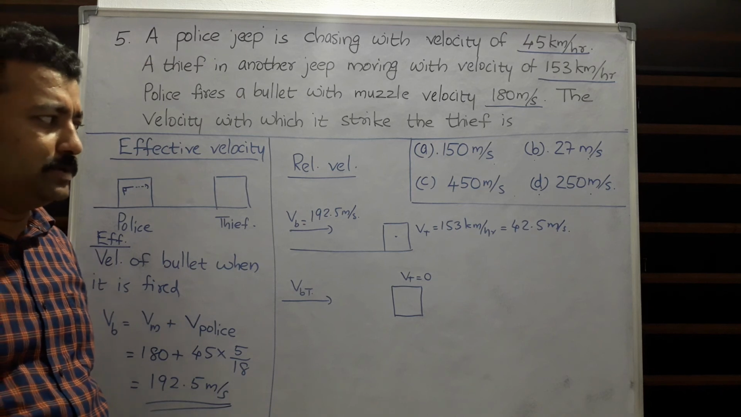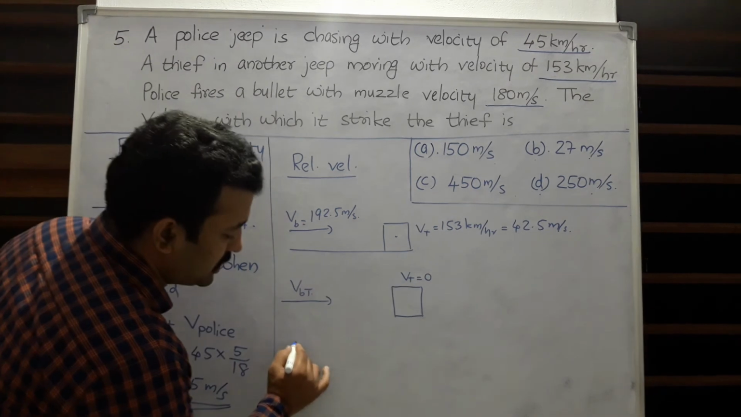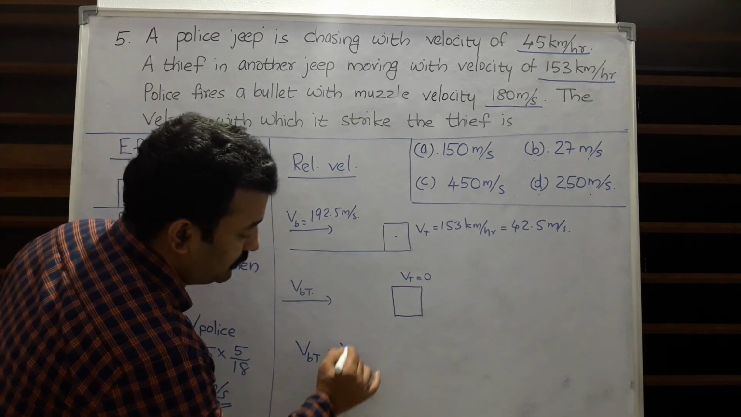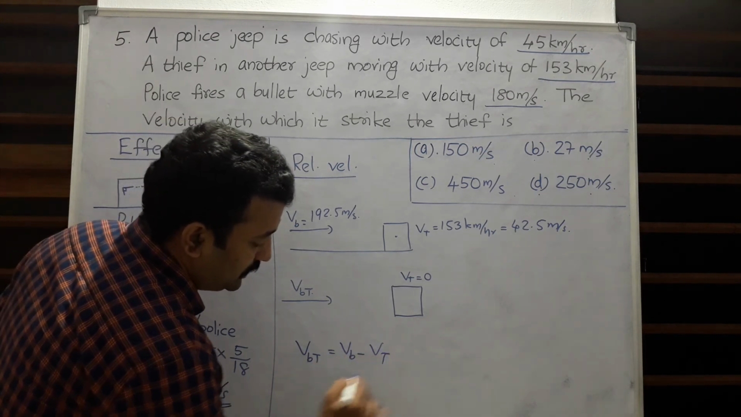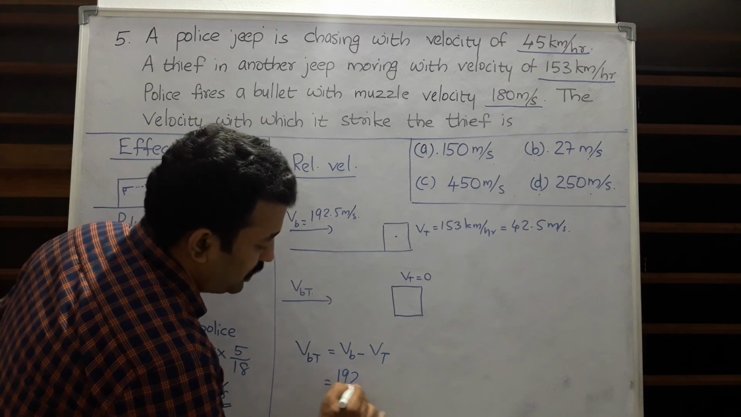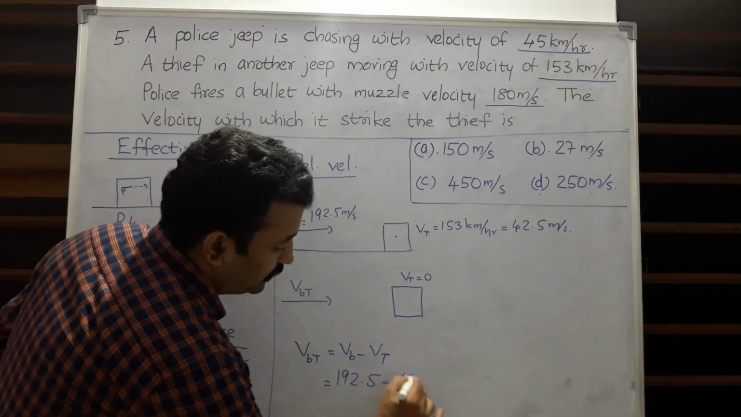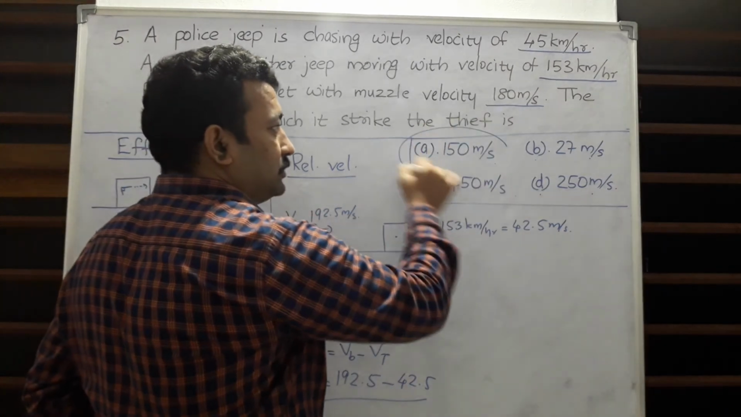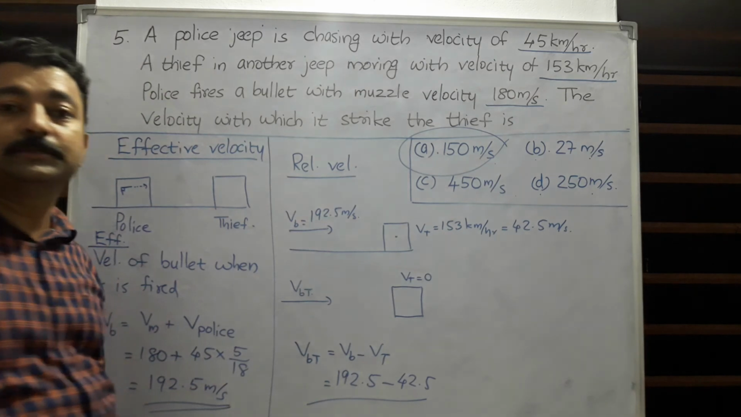The problem is simple, both are moving in the same direction. I can find Vbt. What is that? Vb minus Vt, which is equal to 192.5 minus 42.5. That is nothing but 150 meter per second.